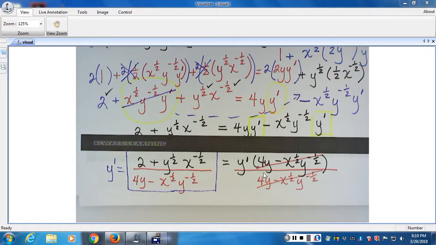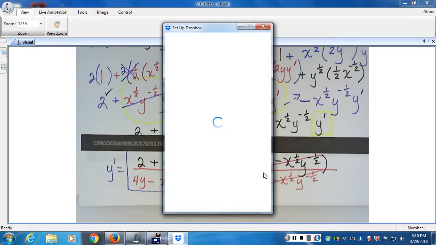No, because remember that's being added to 2 and subtracted before y. You can't cancel term to term. You can only cancel out things that have common factors. Okay?